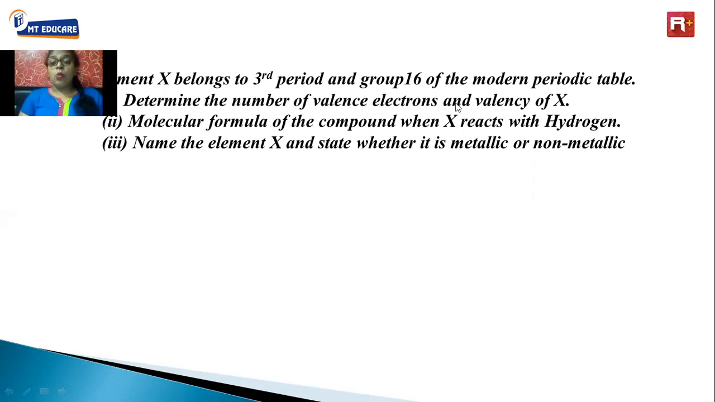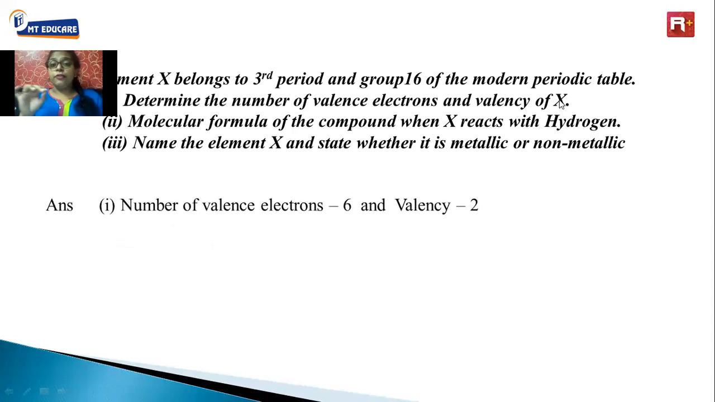Fine. Now, what is the valency? Our valence electrons are 6. So how many electrons will it need to be stable? Yes, that is 2. It will need 2 more electrons to become stable. So what will be the valency? The valency of X will be 2.